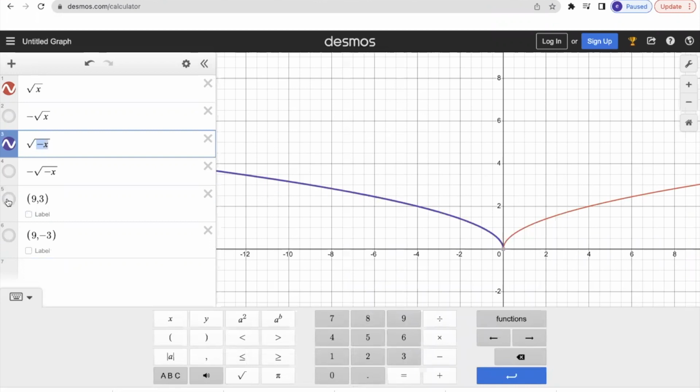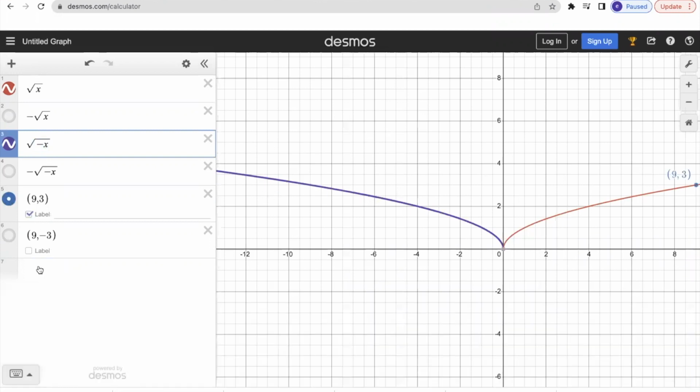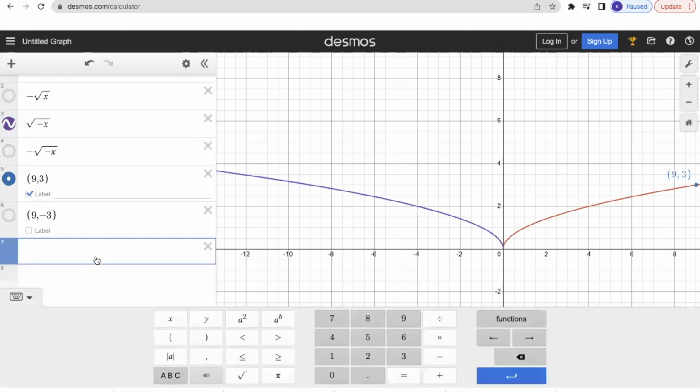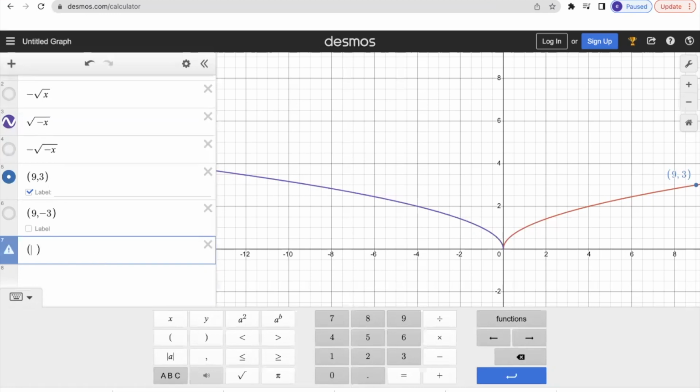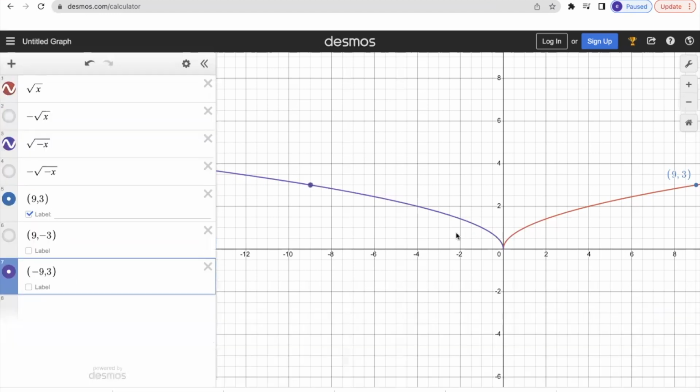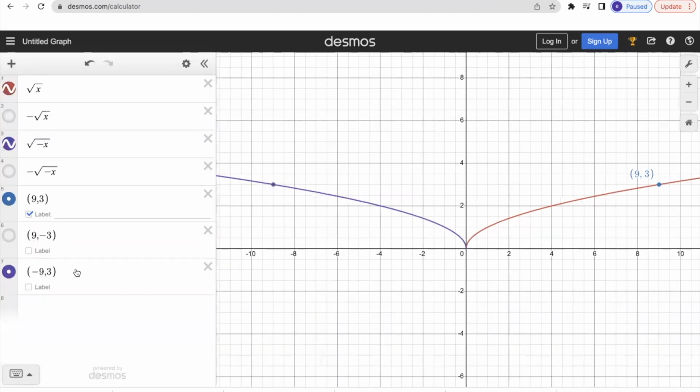And so if I have the coordinate (9, 3), what do you think the coordinate would be if I were to reflect it in the y-axis? Well, it will affect the x value, right? So it becomes (-9, 3). And if I label it, you can see that that's just the case over here. Okay, you've changed the x value because you're reflecting in the y-axis.